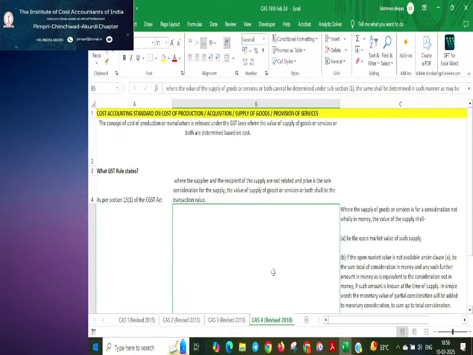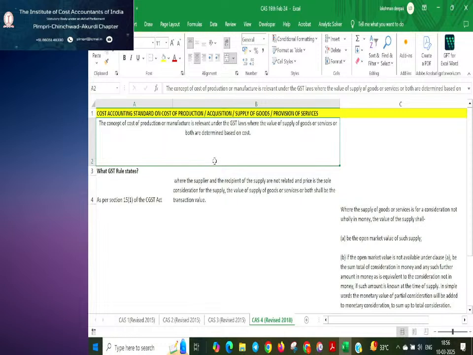Coming to cost accounting standard 4, which is revised 2018. Earlier, this cost accounting standard was talking about captive consumption. But now, since GST has come in place, from 2018, this cost accounting standard 4 has been dedicated to cost of production or acquisition or supply of goods or provision of services. This is what this particular cost accounting standard talks about.